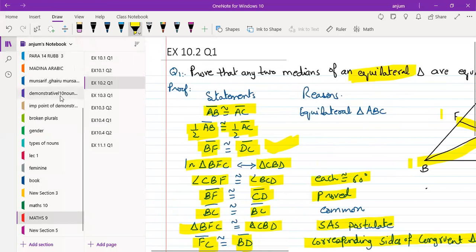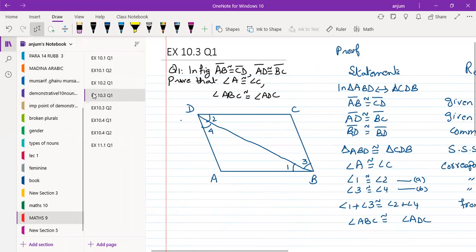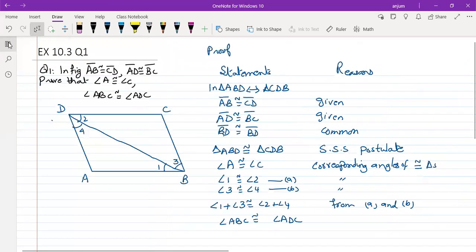Now we will move to the next question, which is from 10.3, question number 1. In this, we are given a diagram, and in this diagram, we can see that we are given that AB is congruent to CD and AD is congruent to BC.